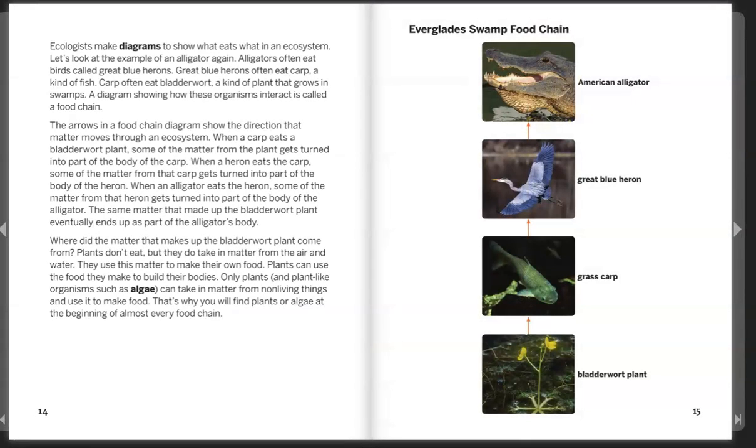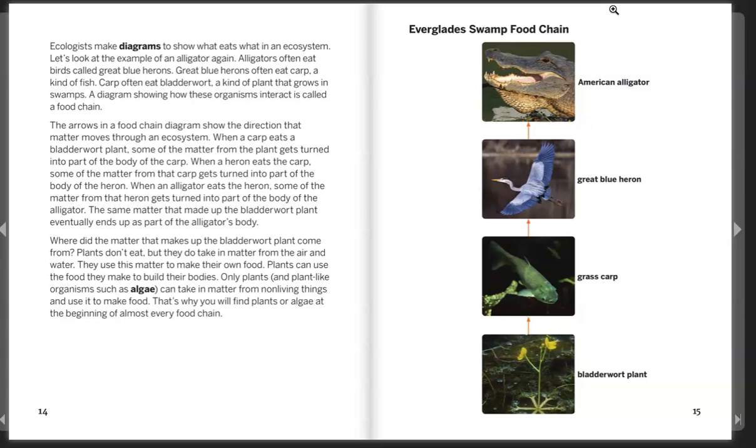Ecologists make diagrams to show what eats what in an ecosystem. Let's look at the example of an alligator again. Alligators often eat birds called great blue herons. Great blue herons often eat carp, a kind of fish. Carp often eat bladderwort, a kind of plant that grows in swamps. A diagram showing how these animals interact is called a food chain.